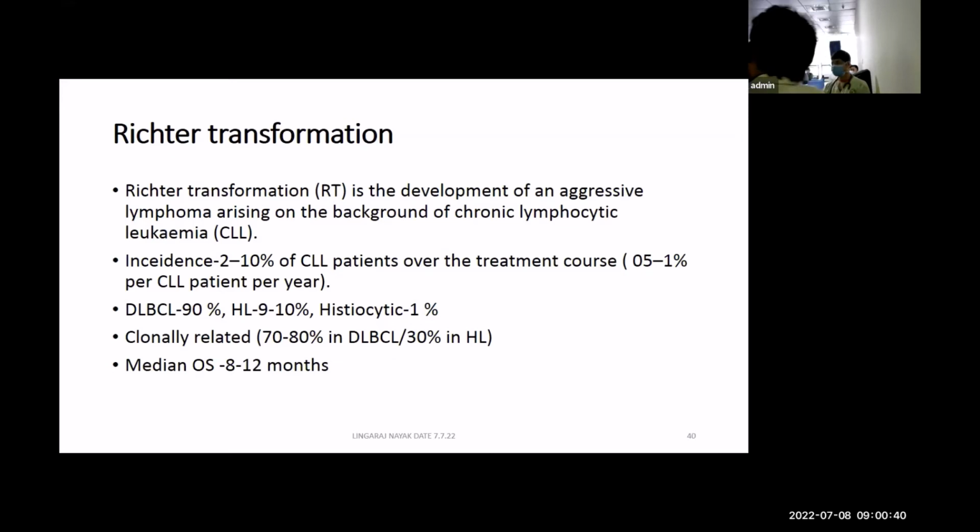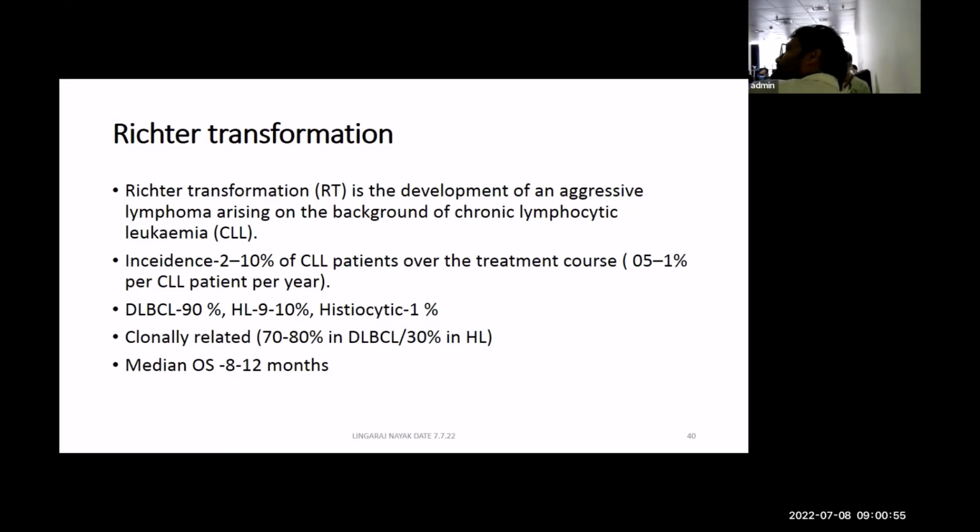Now, if you see the histopathology of Richter transformation, almost 90% will be diffuse large B-cell lymphoma, 10% can be Hodgkin, and 1% can be histiocytic sarcoma. Rarely we have seen cases where there is histiocytic sarcoma as a transformation.